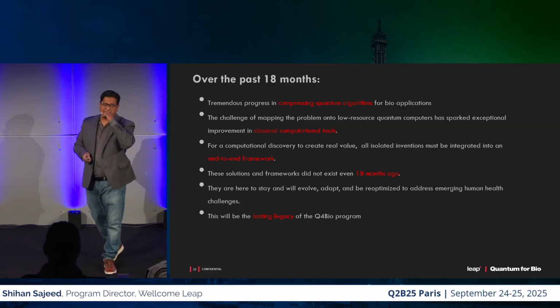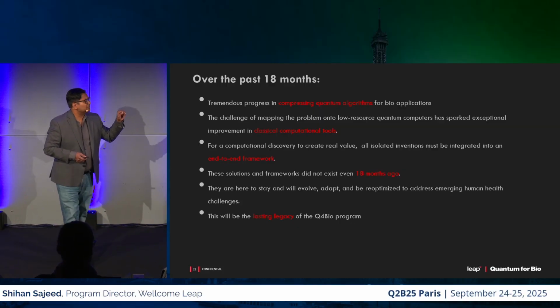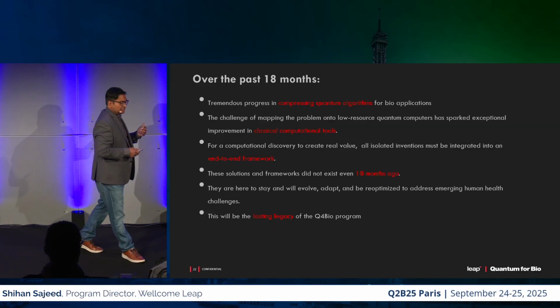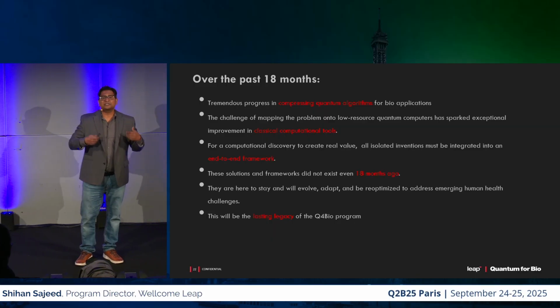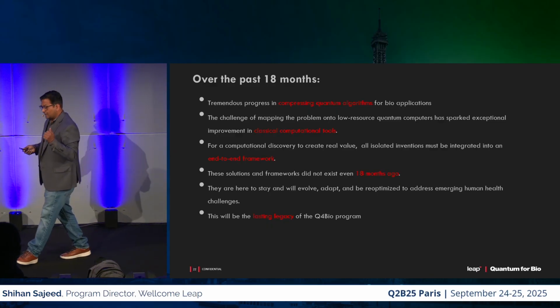So this is my last slide. I should change this one. It's not over the past 18 months, it should be over the past 24 months. So what has been achieved through this Q4Bio program? It was originally launched to improve the quantum algorithm part, which has been achieved.